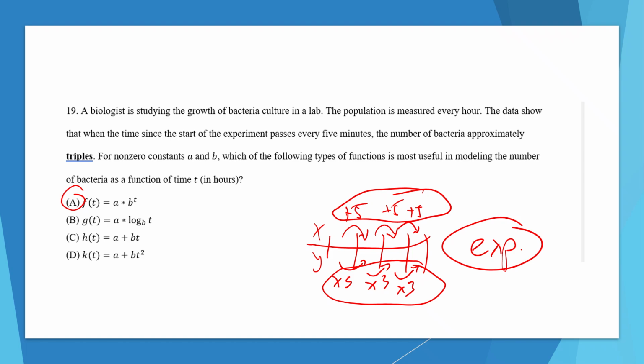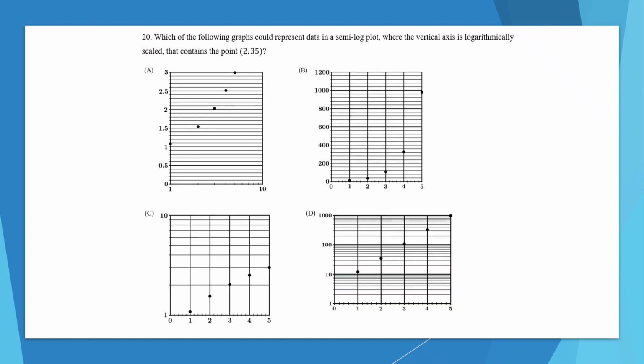All right, number 20, which of the following graphs could represent data in a semi-log plot that contains the point 2, 35? So for a semi-log plot, remember we cannot have equally spaced y value intervals, which A and B both have, so we can eliminate those right away. Let me just cross them off. So A and B are out.